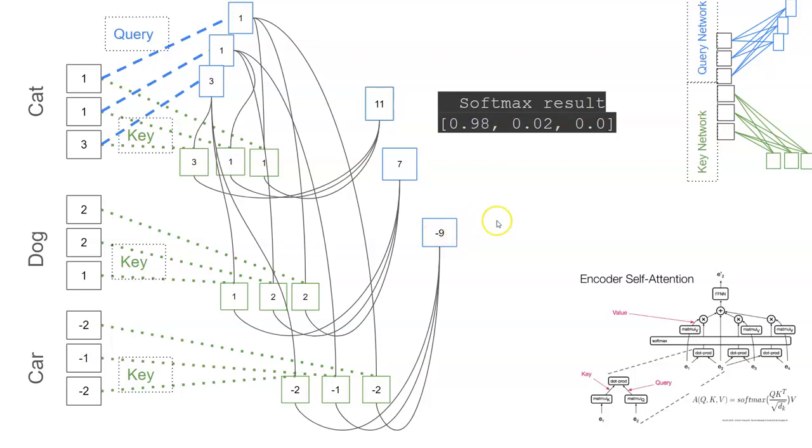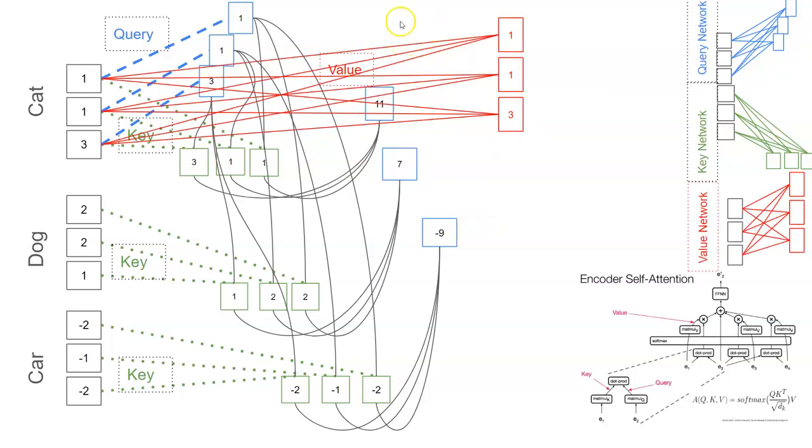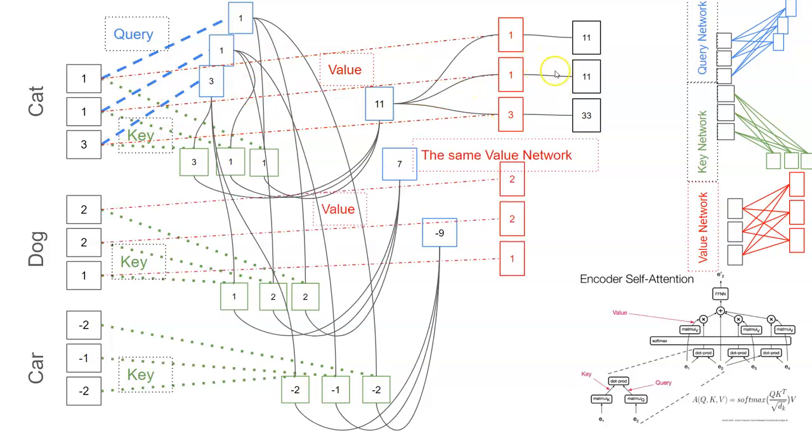To minus 9. Okay, and then you have the value, and again the value is also a network, a matrix of 9 values, 3 times 3, and these values are of course not going to be 1, 1, 3. They're going to be something else again. And then we do exactly the same, and we use the same value network here again.